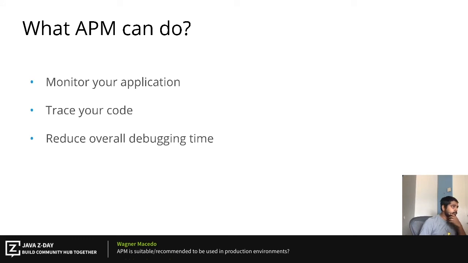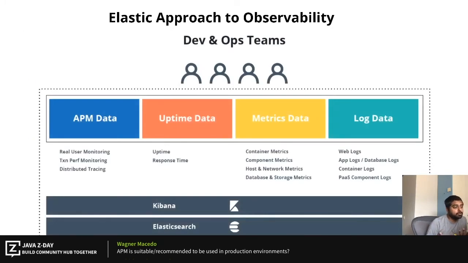So APM can monitor your application, trace your code, and reduce your overall debugging time. APM can also improve your application traceability, the process of finding out issues and different things. So you could do that. There are many things that you could achieve by unifying all of this data.